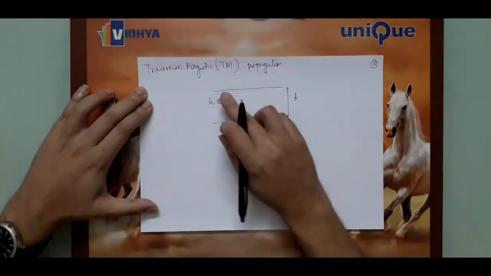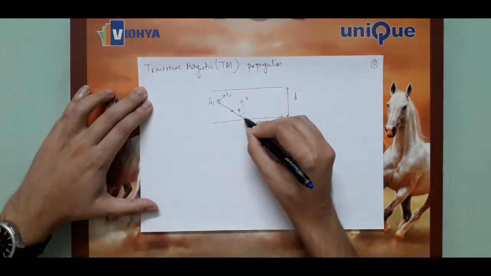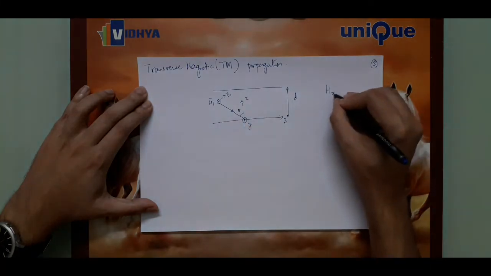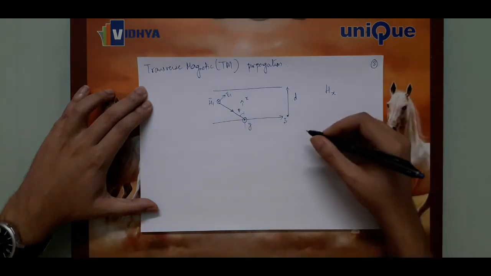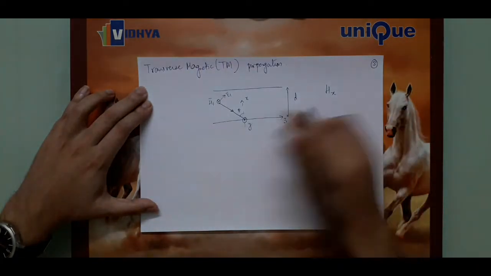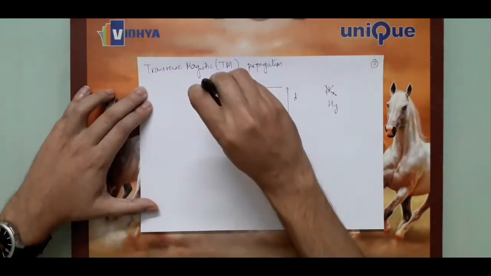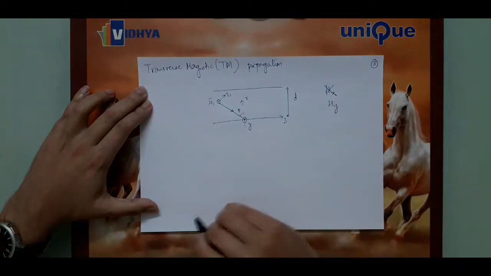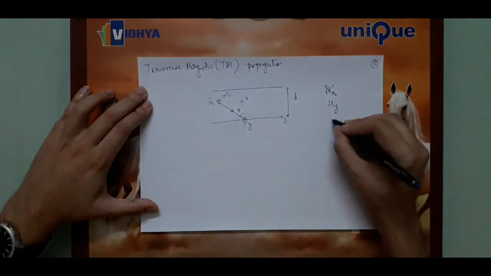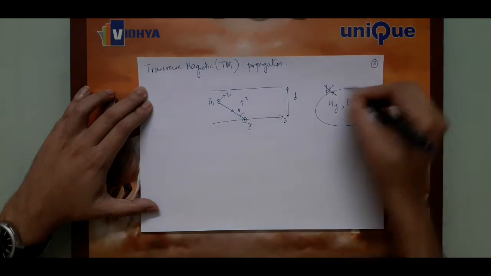Now there will be three field components. This is the z-axis, this is the x-axis, and this is the y-axis. So now the magnetic field component will exist, that is Hy, sorry, because the magnetic field is along the y direction. Now since the electric field vector is lying on the xz plane, it will have two components, that is Ex and Ez. So these are the three components.